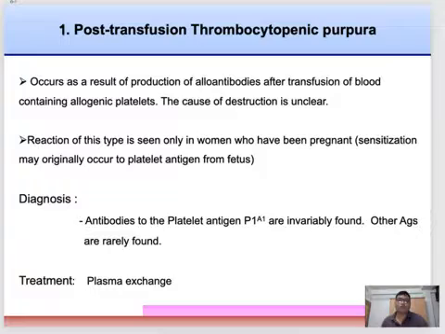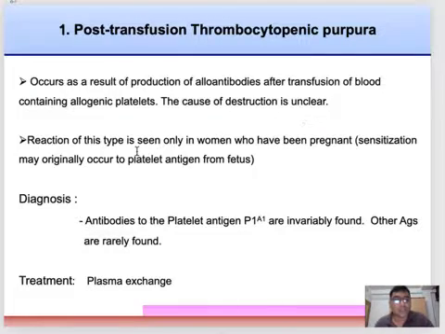So first, post-transfusion thrombocytopenic purpura. In which case does it occur? This can occur as a result of production of alloantibodies after transfusion of blood containing allogenic platelets, and the cause of destruction is unclear. Suppose after the blood transfusion, the recipient can produce antibodies against the donor's platelets. And it can cause the cytolytic reaction towards those incoming platelets and cause destruction of the platelets.